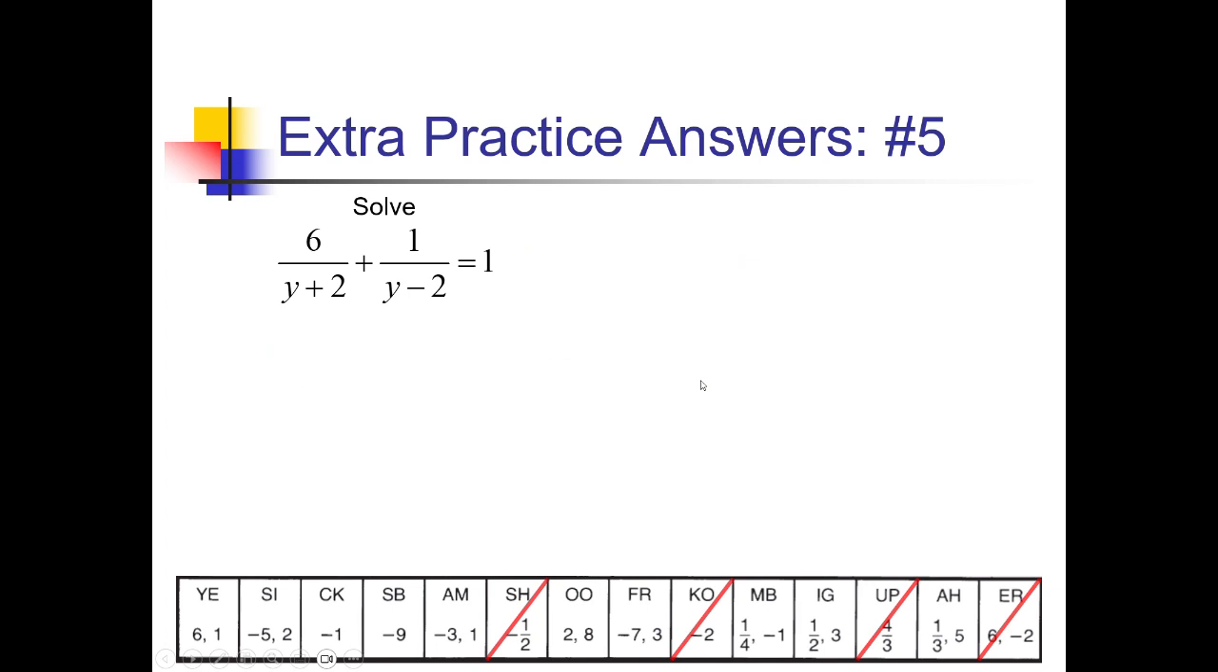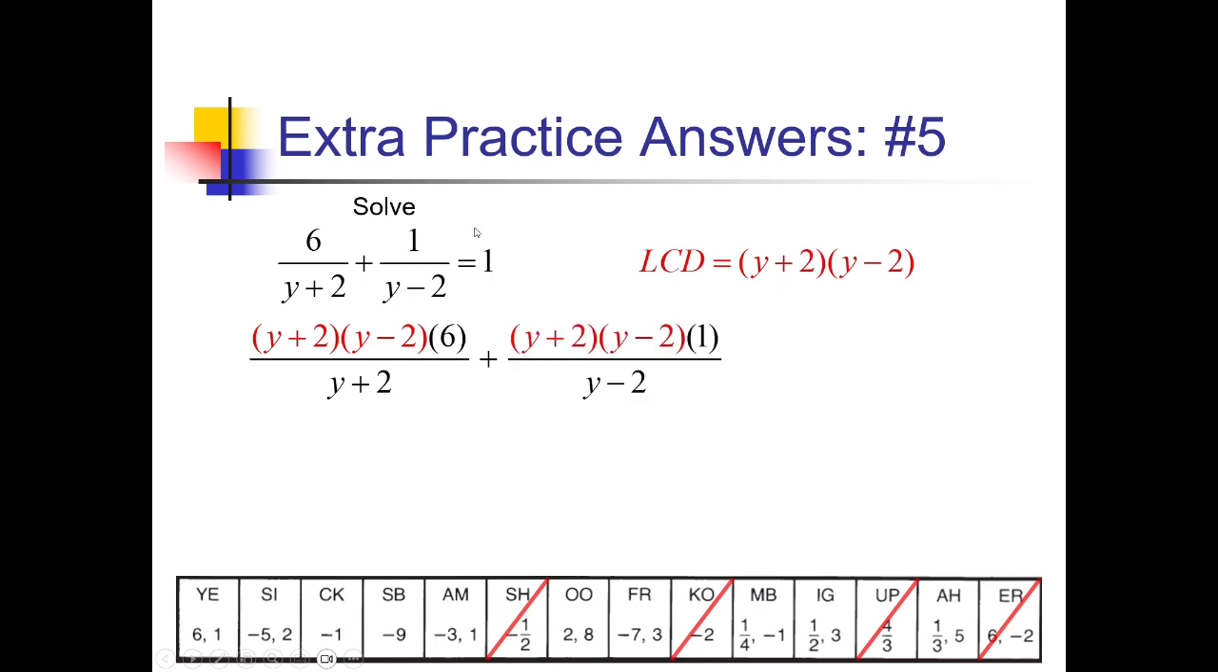For this next one, we've got another one that it's pretty easy to pick out the LCD for. Clearly we need a y plus 2 and a y minus 2 in order to be able to cancel out these denominators. So multiplying everything by my LCD, we've got the 6 times the LCD plus the 1 times the LCD equals, this one also gets multiplied by the LCD, so don't forget about that. So back on the left, y plus 2's are canceling, as are the y minus 2's in the middle.